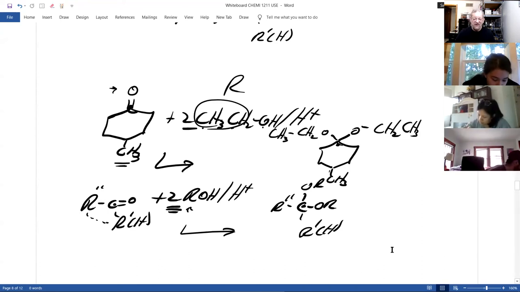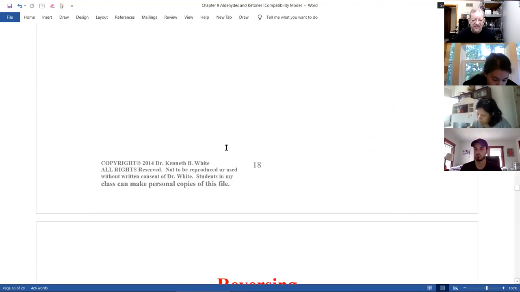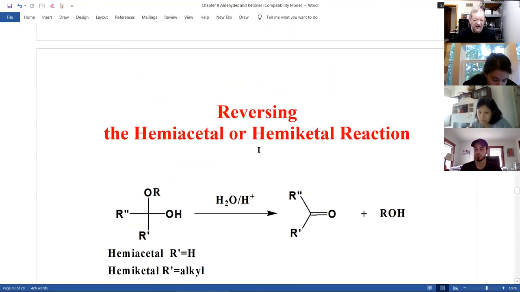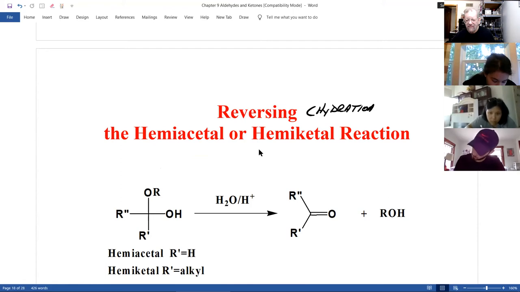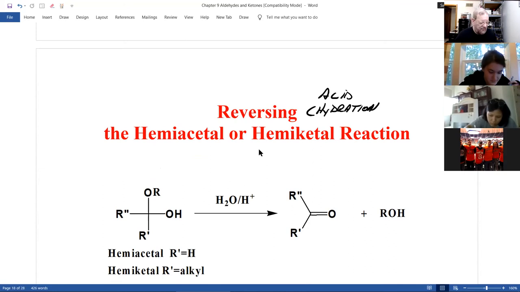All right, let's proceed. Now that you made these two, an acetal or ketal, in this case, or hemiacetal or hemiketal, let's look at the next reaction. That's reversing. And another way you can call it is acid hydration of a hemiacetal and hemiketal reaction.